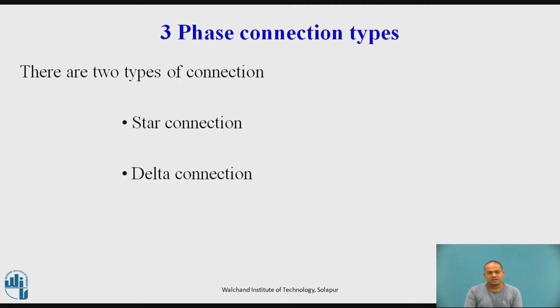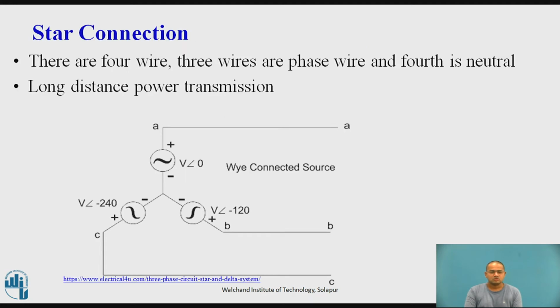Three-phase connection types. There are two types of connection: the star connection or star system, and the second one is the delta connection or delta system. Let's take the star connection. What is meant by the star connection is that in the star connection, there is a single common point. You can call this point the neutral, and there are three phases here: one phase, this one is the second, and this one is the third. They are connected to form a star, so that's why the name itself is star.